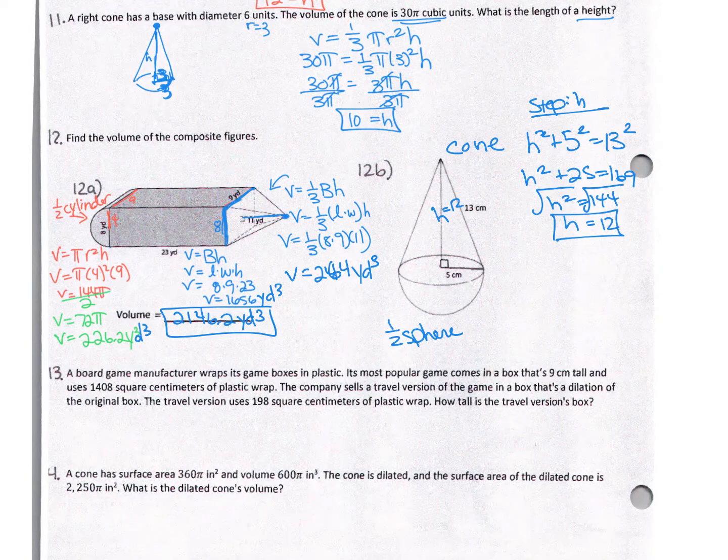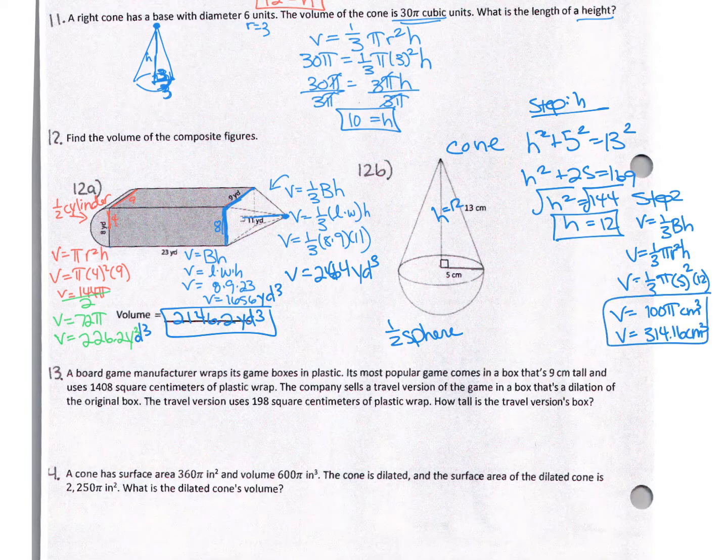So I know my height is 12. So I can calculate the volume of that cone now. So step 2 will be the volume of my cone. The volume of my cone is equal to 1/3 big B times h. So my volume is 1/3 pi r squared times h. So it's 1/3 pi times my radius of 5 squared times my height of 12. And when you multiply those together and divide by 3, you get 100 pi centimeters cubed. Or if you want to put it in decimal, you would get 314.16 centimeters cubed. So that would be my cone.